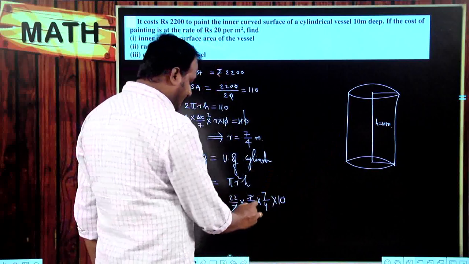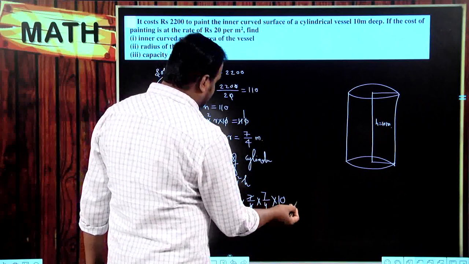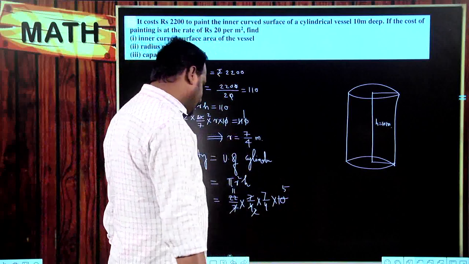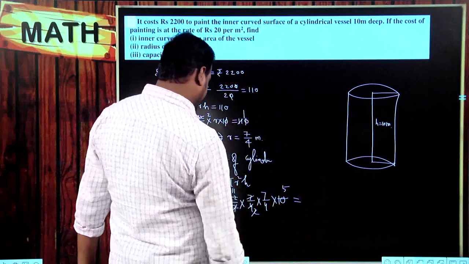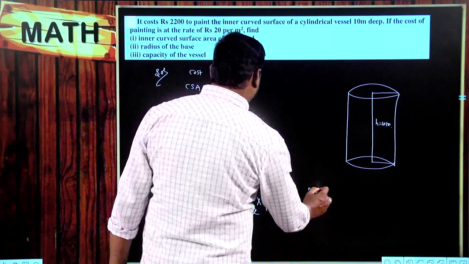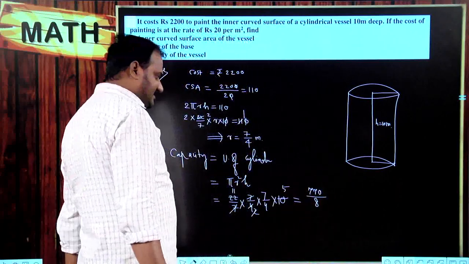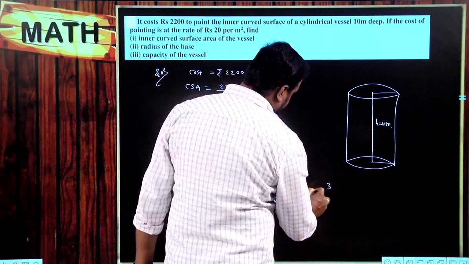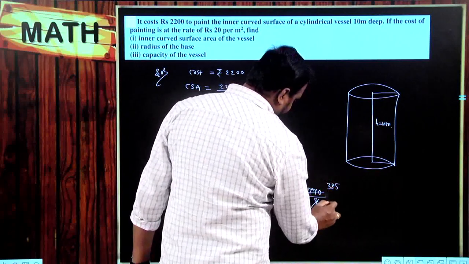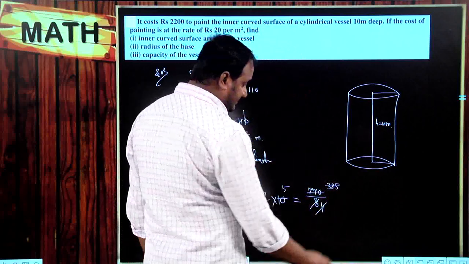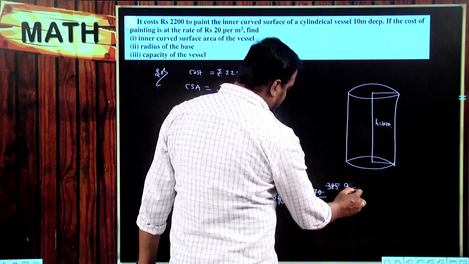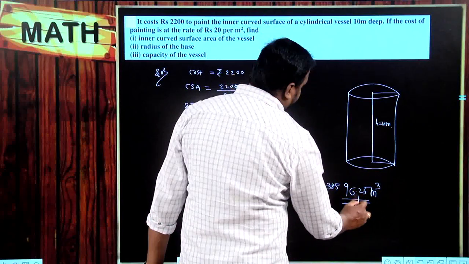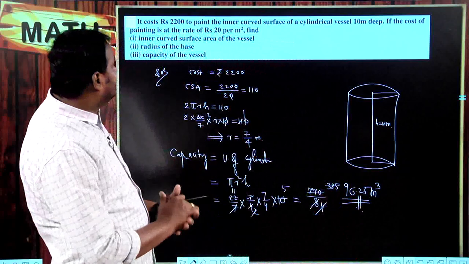So, 7 ones cancel. 2 twos are 4, 2 elevens are 22, again 2 ones, 2 fives are 10. Finally, the value is going to be, if you do not cancel, I think you get the answer easily, because 11, 7s are 77, 77 into 10 is equal to 770 divided by 2, 4s are 8. I think you can cancel this easily by 4. Finally, 96.25 meter cube is the volume of this cylindrical vessel.